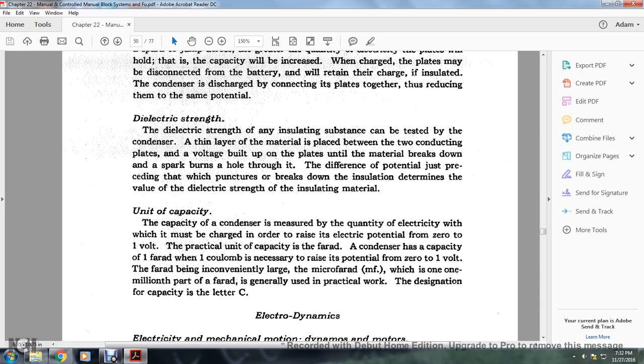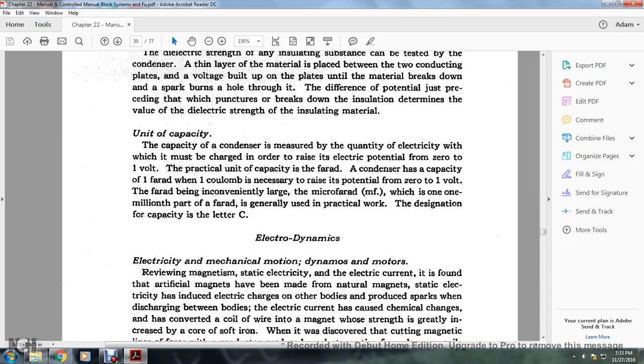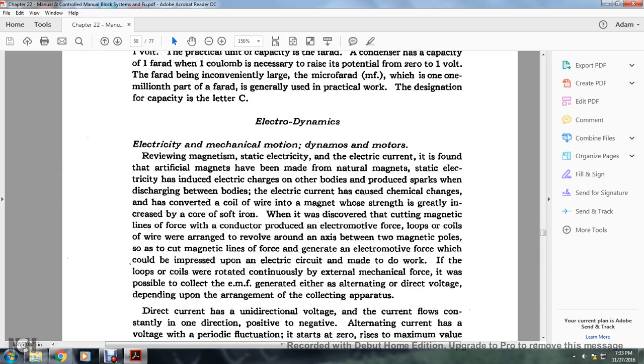Units of capacity. The unit of capacity of the condenser is measured by the quantity of electricity which must be charged in order to raise the electrical potential from 0 to 1 volt. The practical unit of capacity is the farad. In a condenser of a capacity of 1 farad, 1 coulomb is necessary to raise the potential from 0 to 1 volt. The farad is inconveniently large, so the microfarad, which is one millionth part of a farad, is generally used in practical work. The designation of capacity is the letter C.